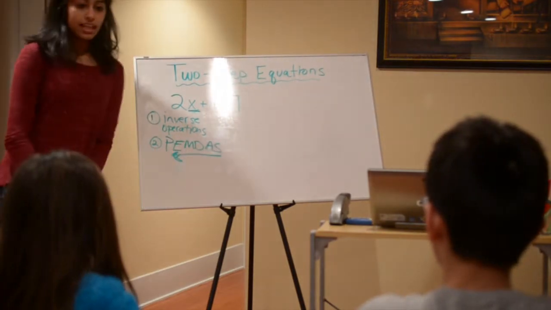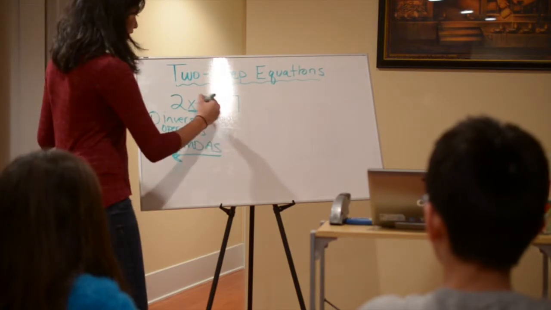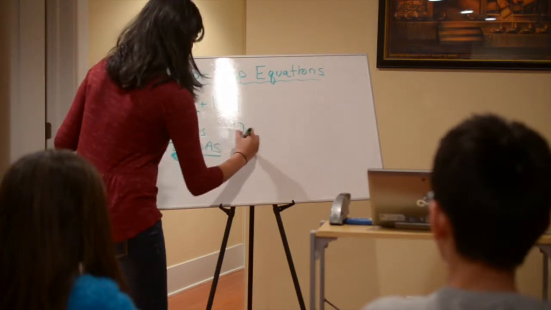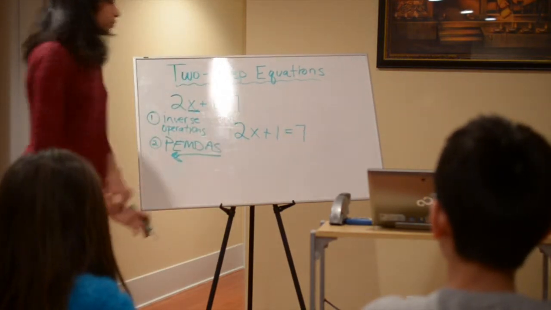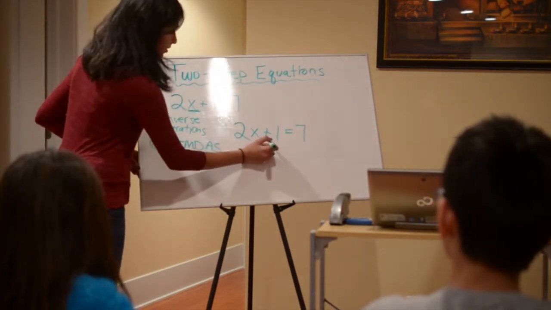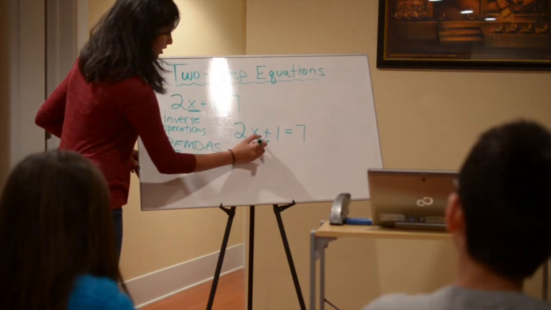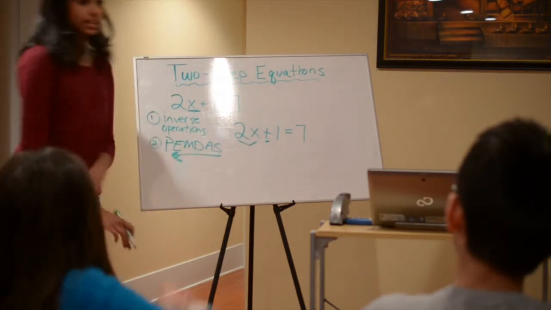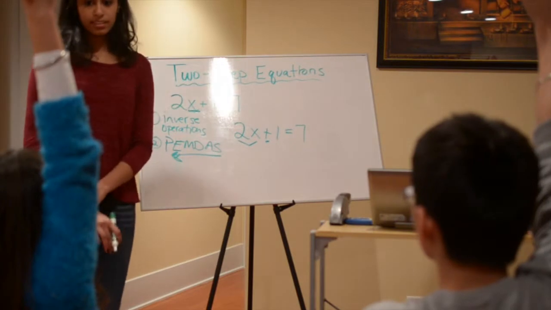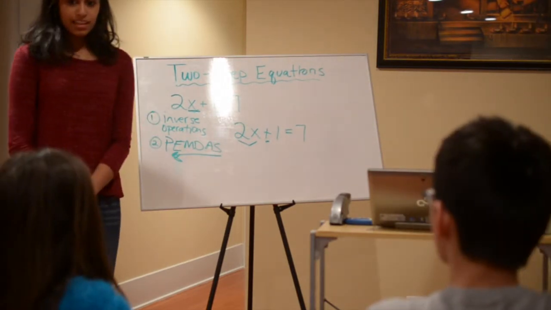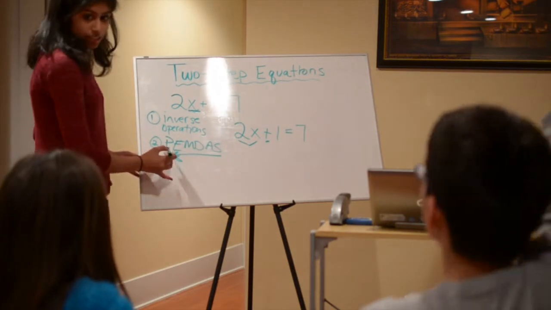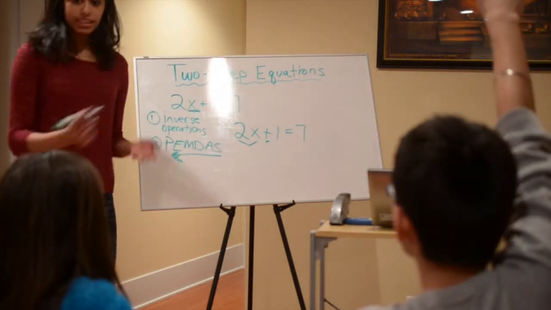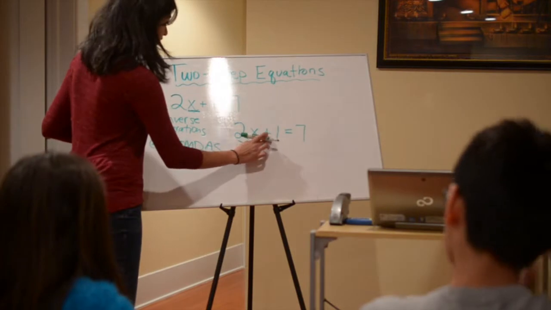So with that being said, if we have 2x plus 1 equals 7, I'll write it down again right here. What do you think we do first? The addition or the multiplication? What do you think we take care of first to move to the other side? Sana? Multiplication? Well, we said that it was PEMDAS in reverse. Oh. So, the addition. Exactly. So we take care of the addition first.